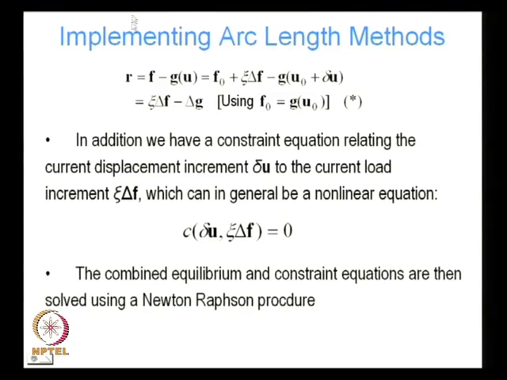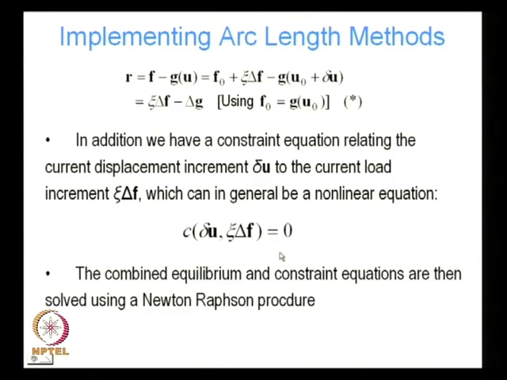In addition, we have a constraint equation which relates the current displacement increment delta u to the current load increment xi delta F. My current displacement increment is delta u, and my current load increment is xi delta F. These two increments cannot be arbitrary; they must lie on the constraint surface, that is, they must satisfy this constraint equation, which is a function of delta u and xi delta F. So, these increments must satisfy that equation.